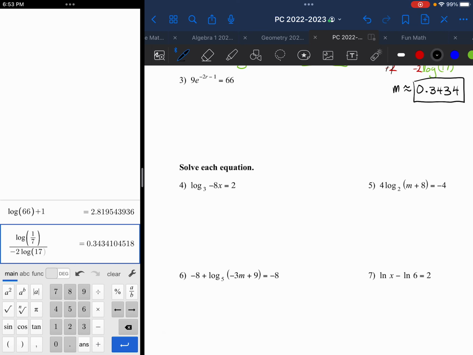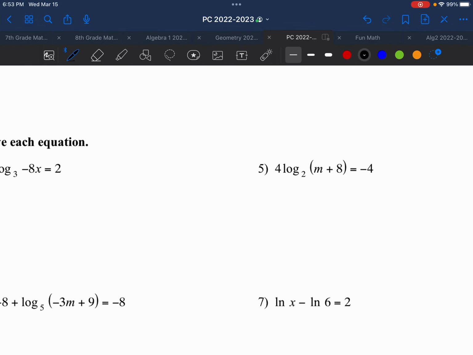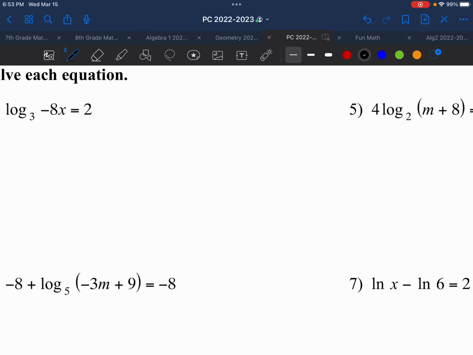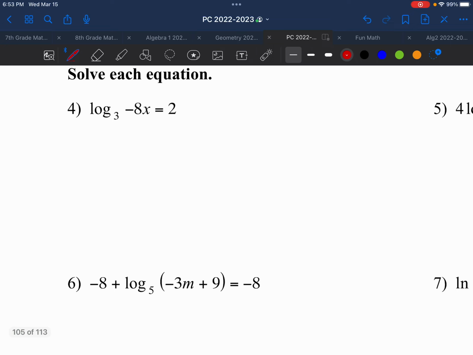I assume that we don't need to use the calculator. We'll come back and use the calculator if we need to. I like having it full screen, though. It's much easier for me. All right, in number 4, we have log base 3 of negative 8x is equal to 2.